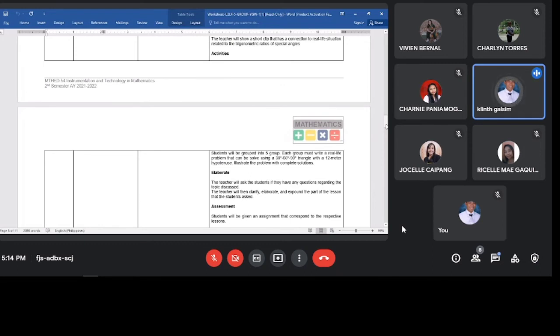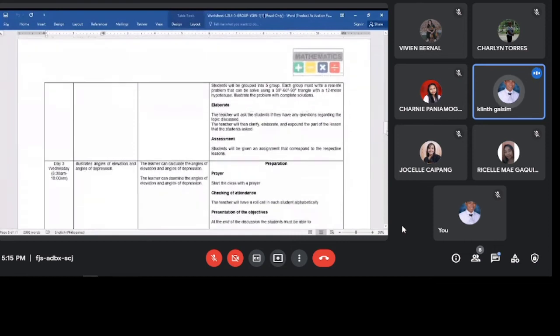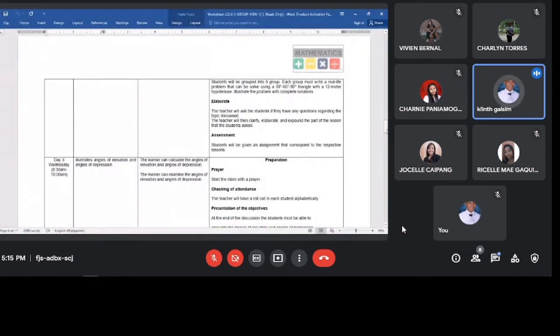Next, the teacher will ask the students if they have any questions regarding the topic discussed, and then the teacher will clarify, elaborate, and expand the parts of the lesson that the students ask about. Lastly, the teacher will assess the students, and they will be given an assignment that corresponds to their respective lesson.